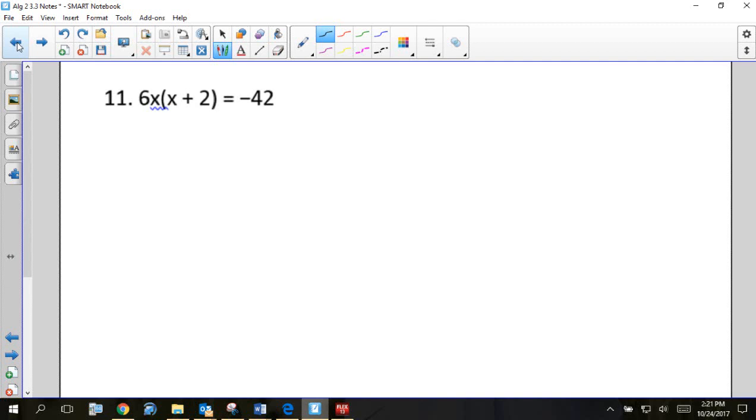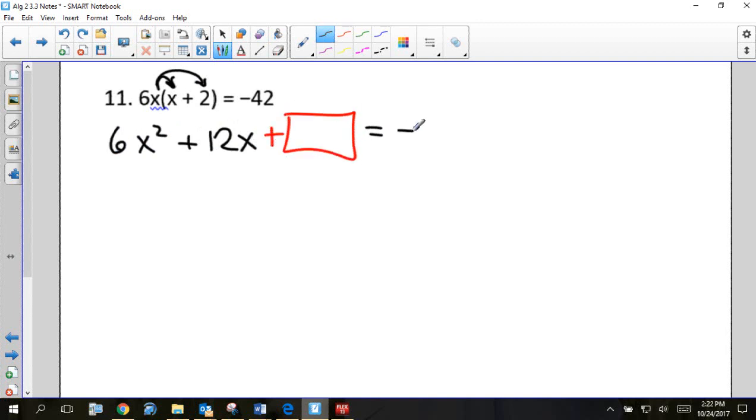Well, what do you think I should do? What do you think, Allie? Yeah, get rid of those parentheses, just distribute, and then it'll look like what we were doing before. So 6x squared plus 12x. And the constant's already on the other side, so we're going to go ahead and put that plus square in there. Plus square. Can I use complete the square now?